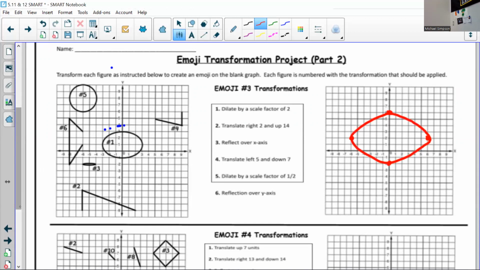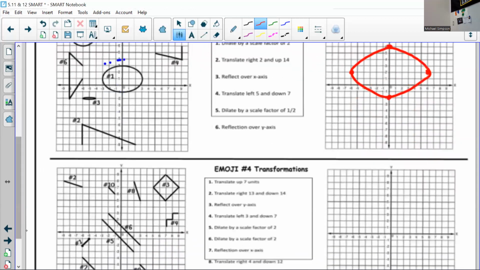All right, guys, so that's how you're going to do this project. It is due by Thursday. If you're not in class, make sure you get that down. And remember, if you translate to the right, you're going to add. If you translate down, you're going to subtract.